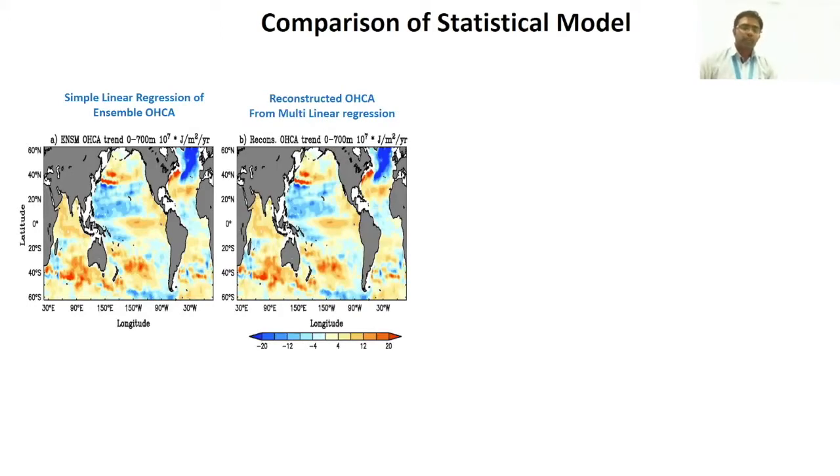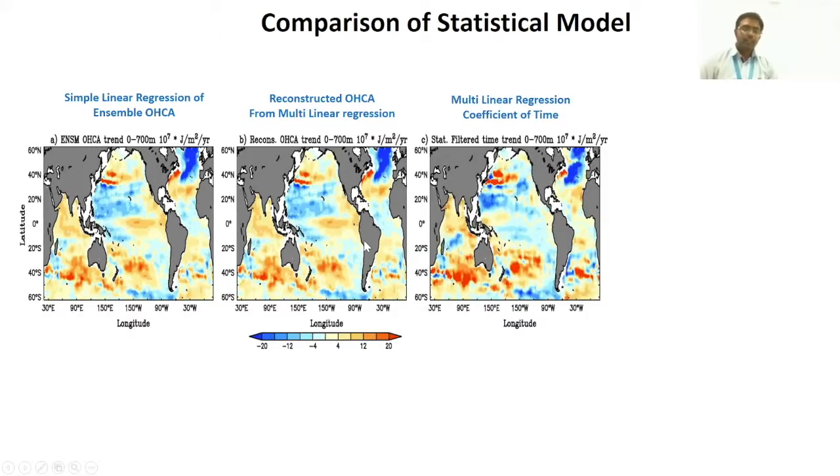So this panel B is a reconstruction from the multilinear regression analysis, and we can see that with the help of all the indices and all the partial regression coefficients, we are successfully able to reconstruct the ocean heat content time series, and both the patterns are matching exactly with each other. So panel A is from the simple linear regression analysis, and panel B is a reconstructed ocean heat content trend from the multilinear regression analysis.